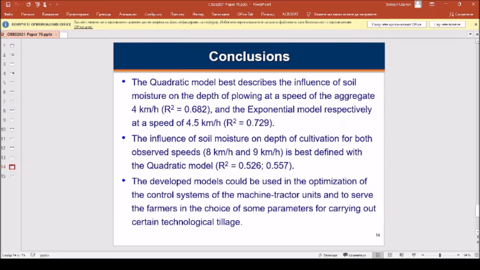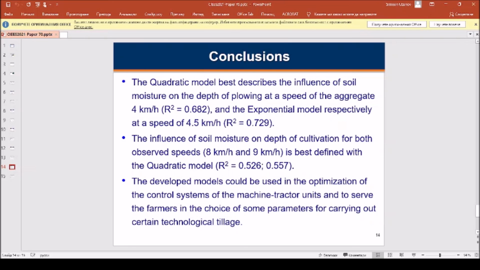The quadratic model best describes the influence of soil moisture on the depth of plowing at an aggregate speed of 4 km per hour, R squared equal to 0.682, and the exponential model best describes it at a speed of 4.5 km per hour, R squared equal to 0.729.